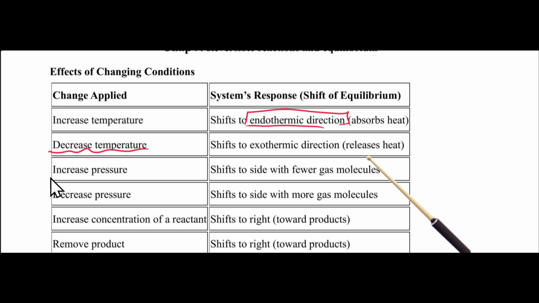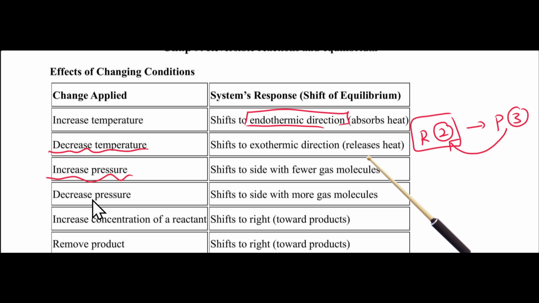Third is increasing the pressure. If you increase the pressure, the equilibrium will always shift towards the side with fewer moles of gas molecules. For example, if in your reactants you have 2 moles and in your products you have 3 moles, and you increase the pressure, the reaction will move backward. Okay, it will move towards the left side because the reactants have fewer moles.